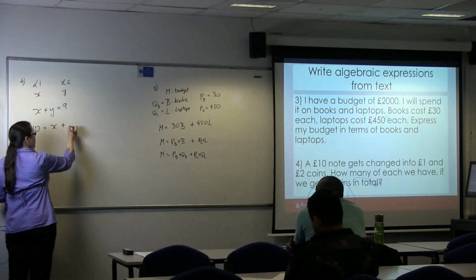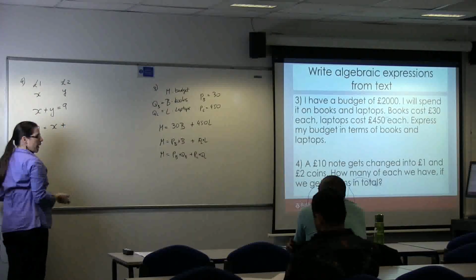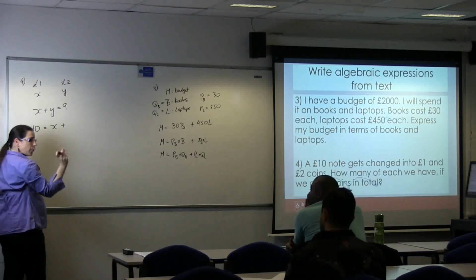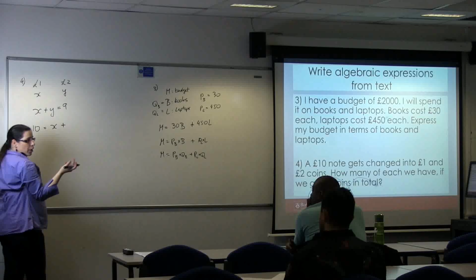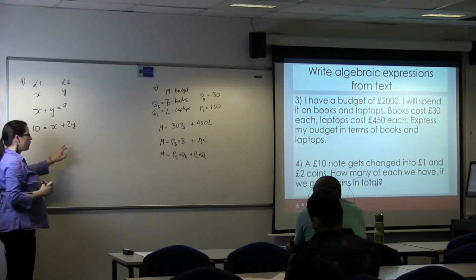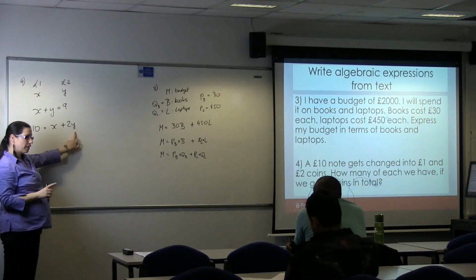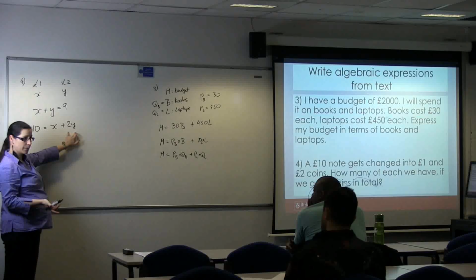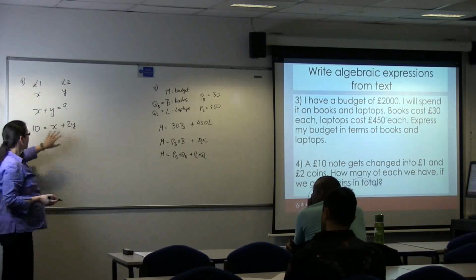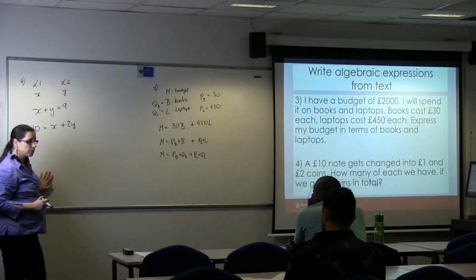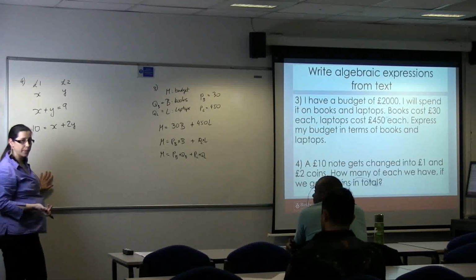But I also have some number of £2 coins. And every £2 coin's value is double. So it would be plus 2y. Because if I have got 3 £2 coins, that would give me 3 times 2, which is 6. So now I have got the 2 equations and the 2 variables. And I can do something about it.